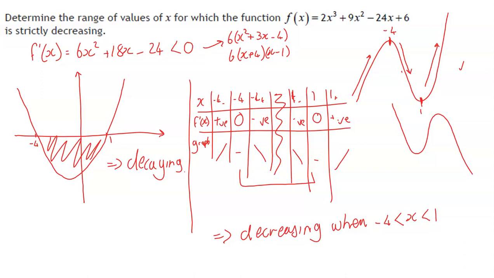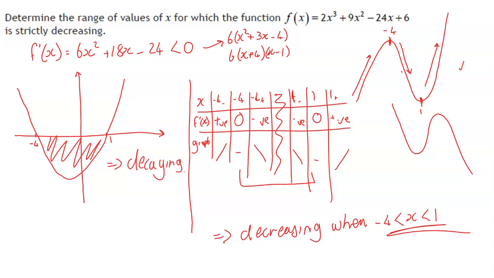We can't include the 1 and the negative 4, so don't make it less than or equal to or bigger than or equal to. It's got to be strictly less than, strictly bigger than. So please bear that in mind as well when you're writing down your range of values. So there you go, decreasing in that range there.